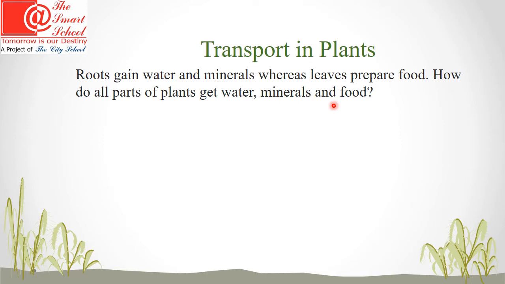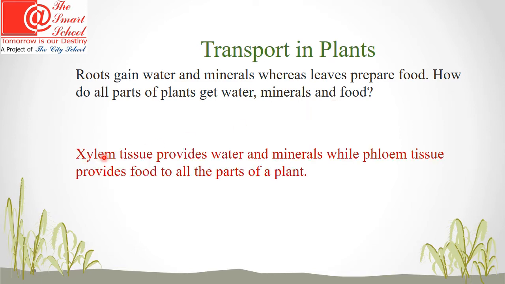This is done with the help of xylem and phloem. Xylem tissue provides water and minerals, while phloem tissue provides food to all the parts of a plant. So this transport takes place with the help of xylem and phloem. Let's see a video that will help us further in order to understand the working of xylem and phloem.